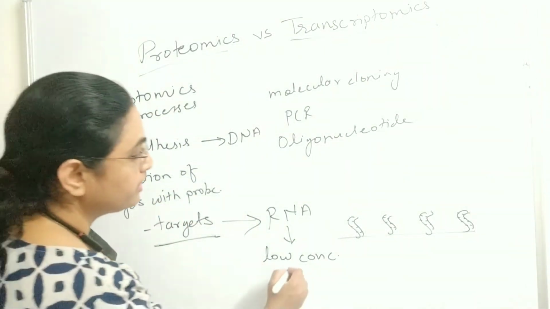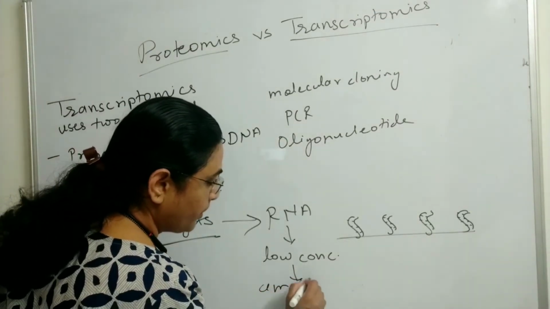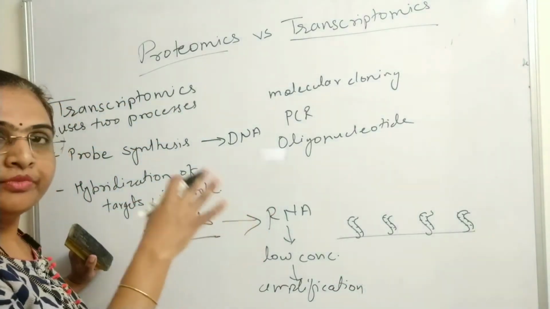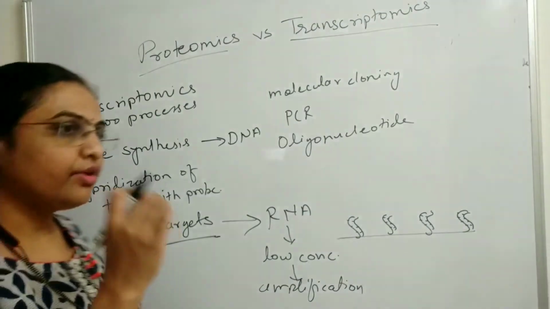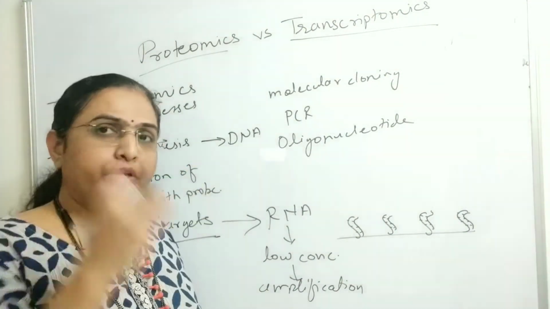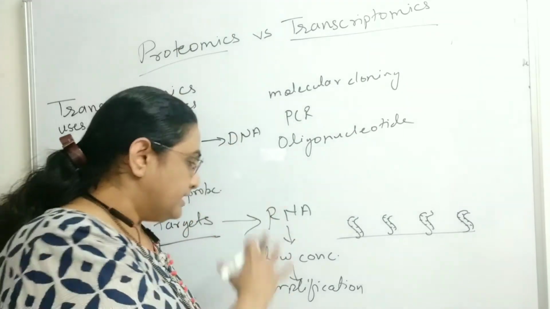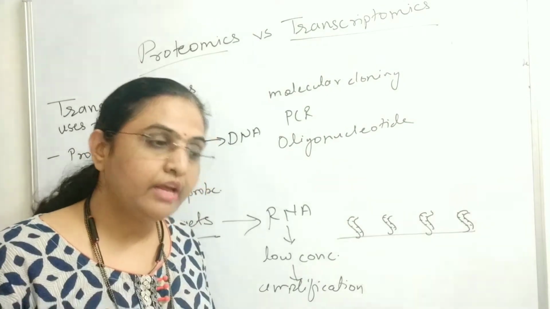That concentration can be increased by amplification. How? By RT-PCR. The RNA is going to be amplified with the help of RT-PCR, and that concentration of the RNA is now going to be increased.